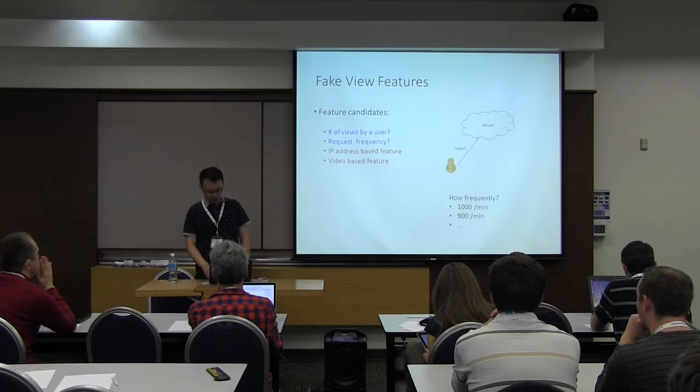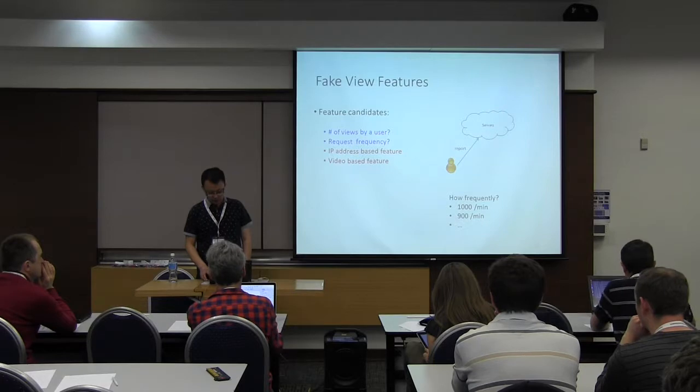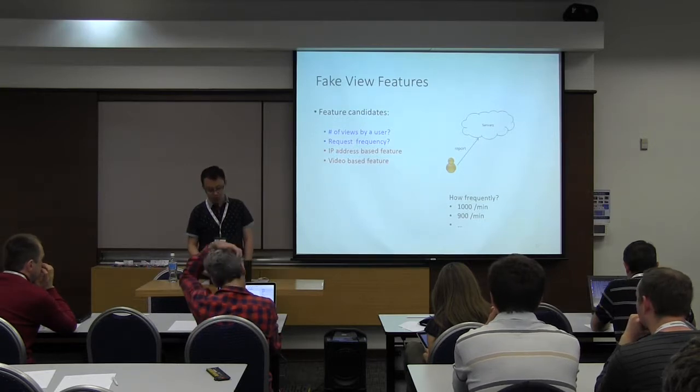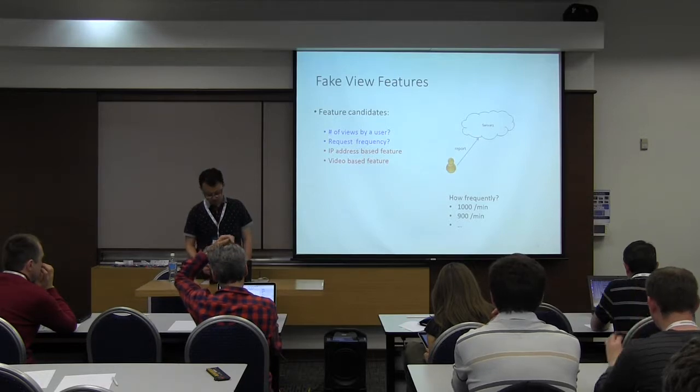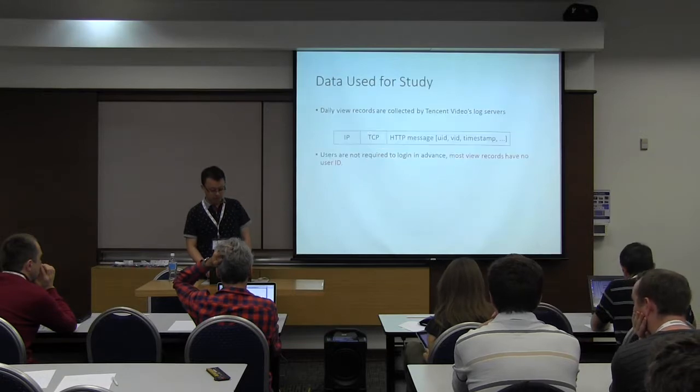We need features to detect fake views. We list four relevant features here. Intuitively speaking, if a user is creating fake views, the user will send too many views. So the number of views and the request frequency should be effective to detect such users. But in video systems, users do not have to provide a user ID to request videos. In other words, it's rather difficult to identify users. So in our study, we mainly use the other two features for fake view detection.